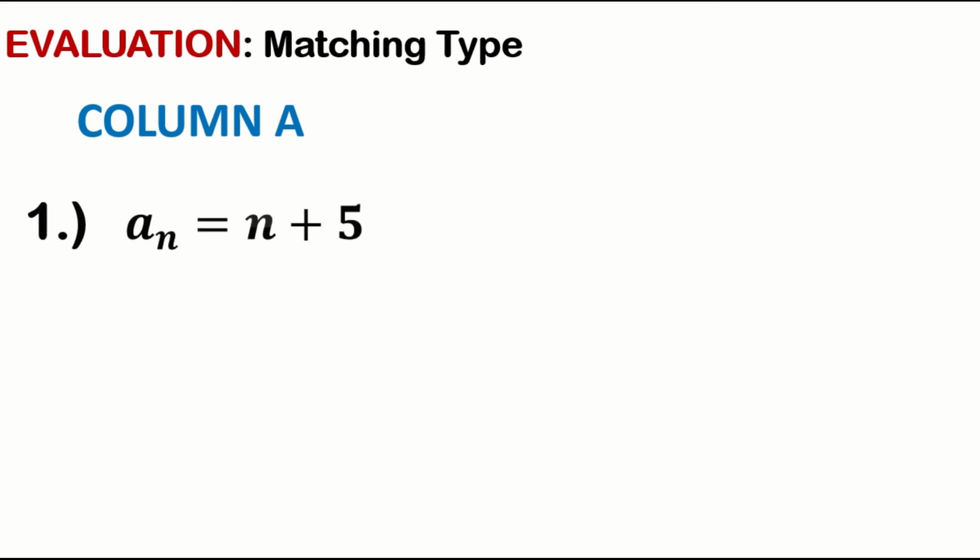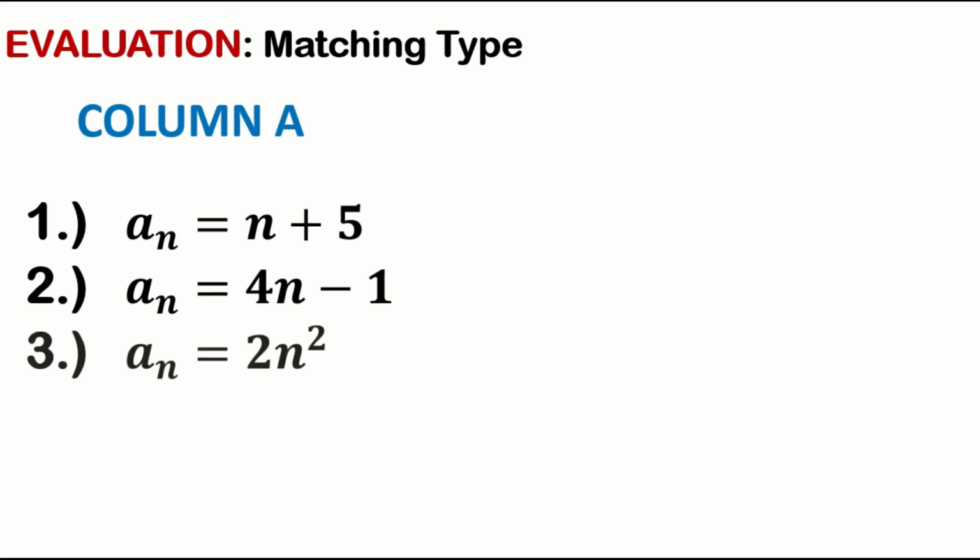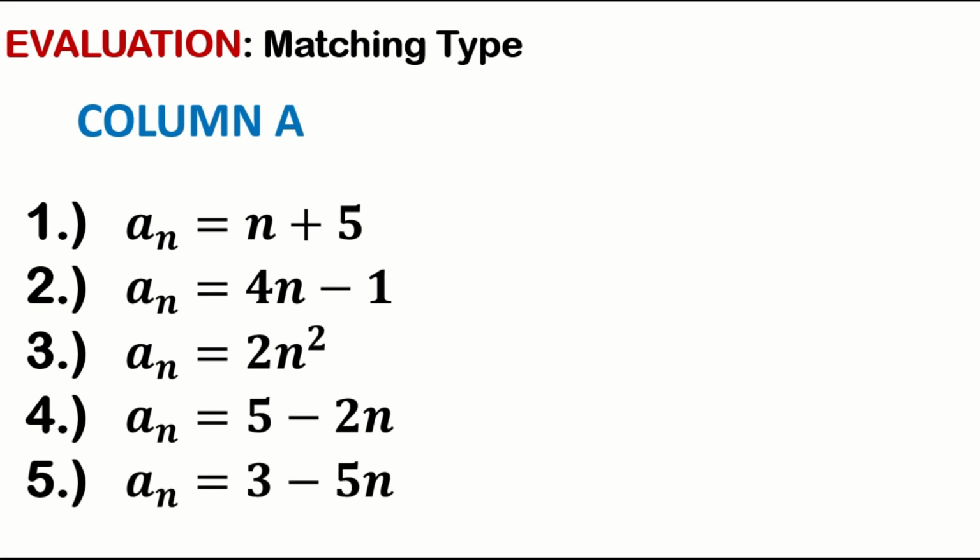Column A, number 1, A sub n equals n plus 5. Number 2, A sub n equals 4n minus 1. Number 3, A sub n equals 2n squared. Number 4, A sub n equals 5 minus 2n. Number 5, A sub n equals 3 minus 5n.